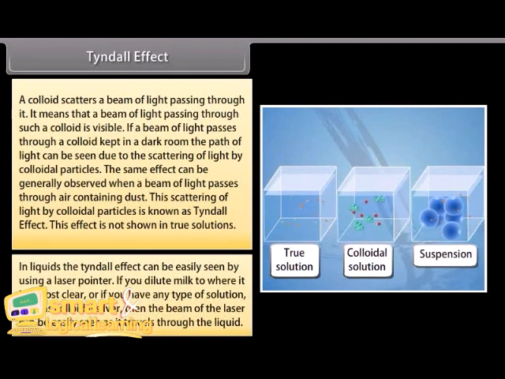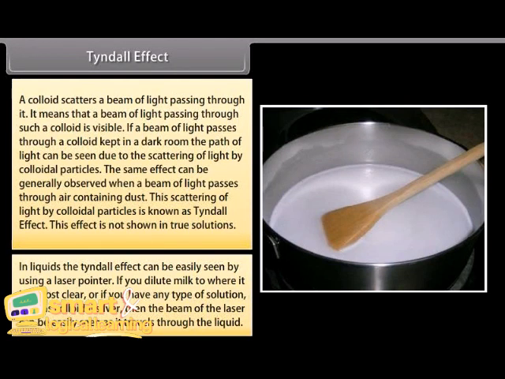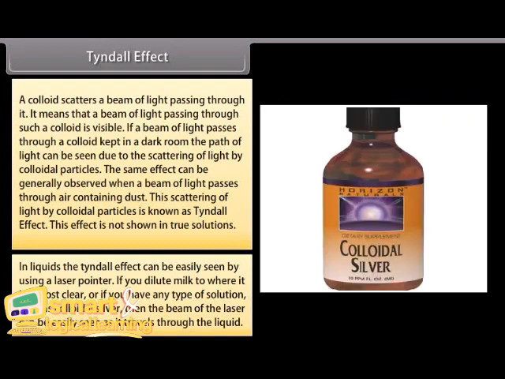In liquids, the Tyndall effect can be easily seen by using a laser pointer. If you dilute milk to where it is almost clear, or if you have any type of solution, such as colloidal silver, then the beam of the laser can be easily seen as it travels through the liquid.